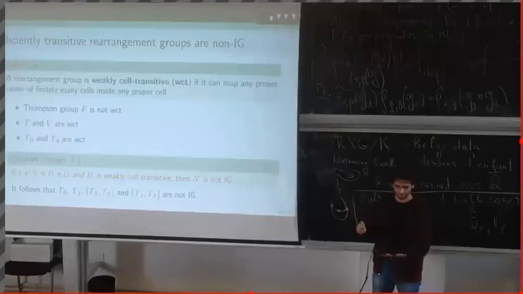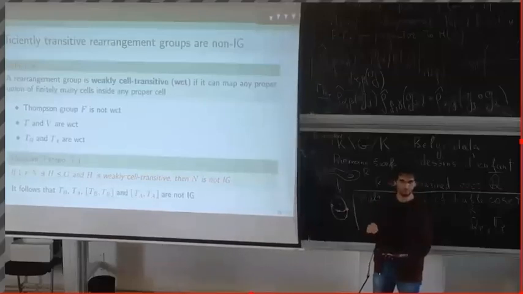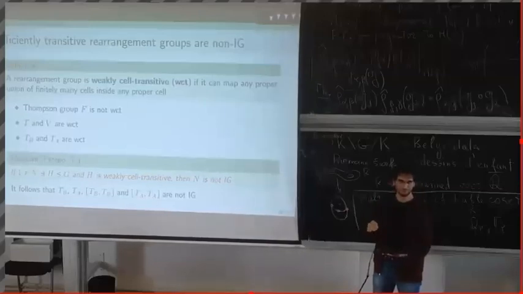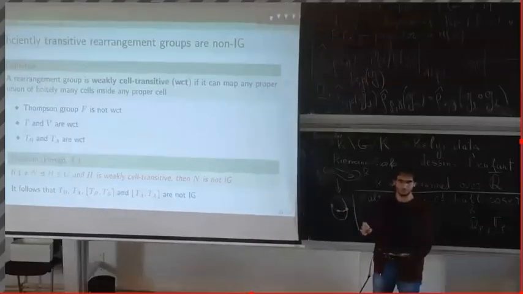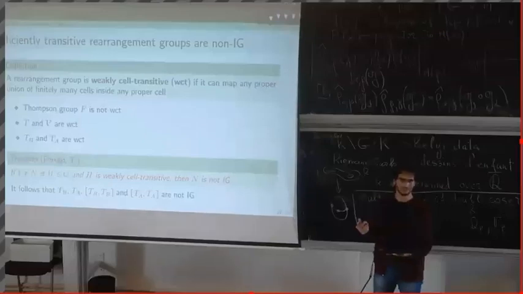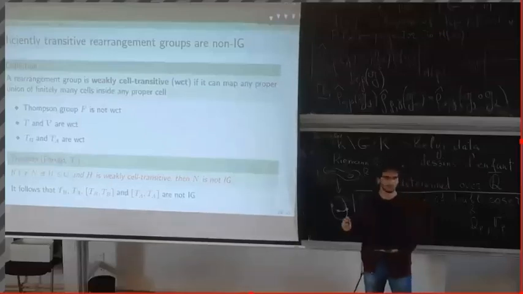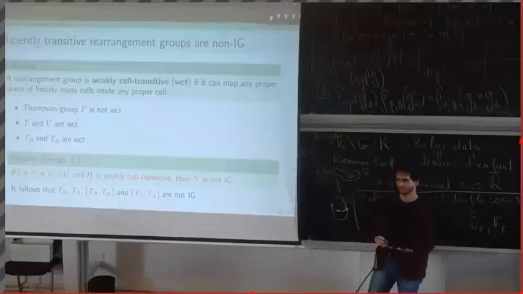I'm going to try to read this. Okay. If I have a non-trivial normal subgroup of a weakly cell-transitive subgroup of a rearrangement group, then this normal subgroup is not invariably generated, which is a lot less elegant than the previous statement, but it is true. And so this actually applies to the commutator subgroups as well, for example.